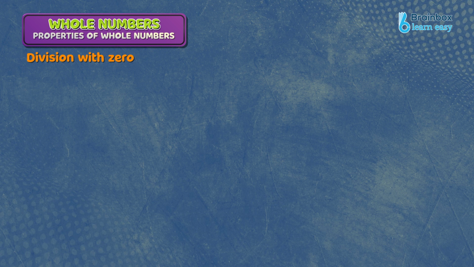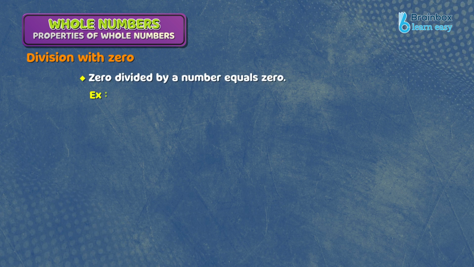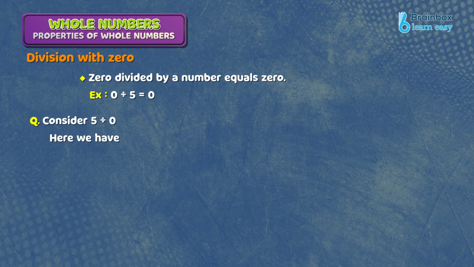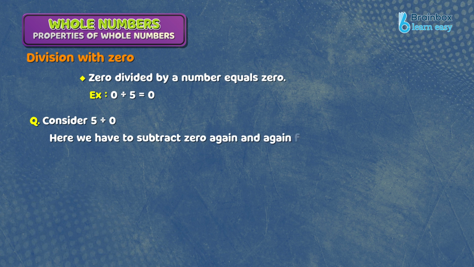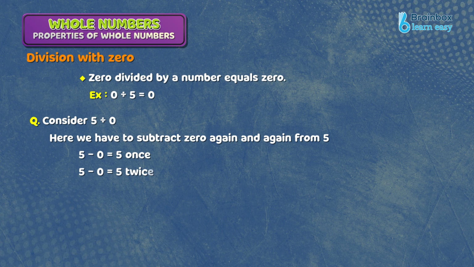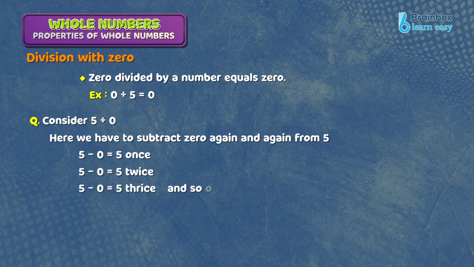Division with 0. 0 divided by a number equals 0. For example, 0 by 5 gives us 0. Let us consider the other way. 5 divided by 0. Here we have to subtract 0 again and again from 5. 5 minus 0 is 5. 5 minus 0 is again 5. 5 minus 0 is again 5. And so on. So when will this stop?